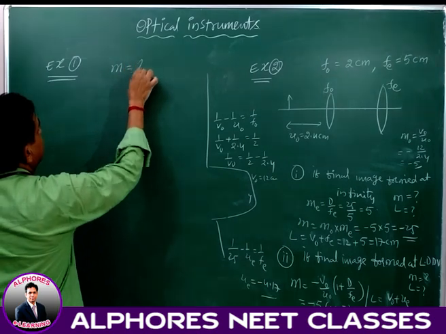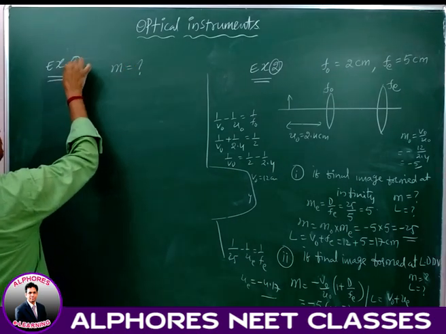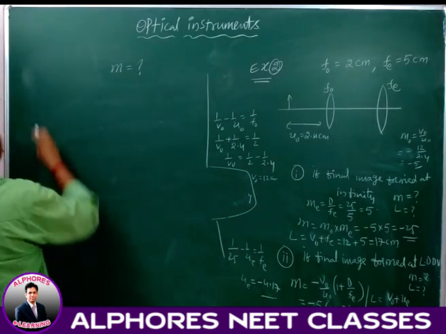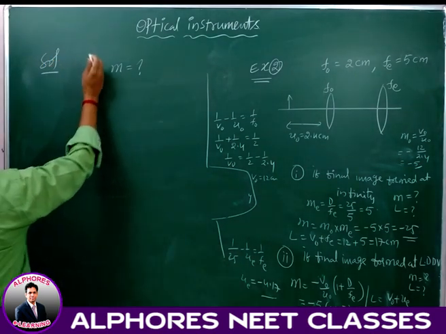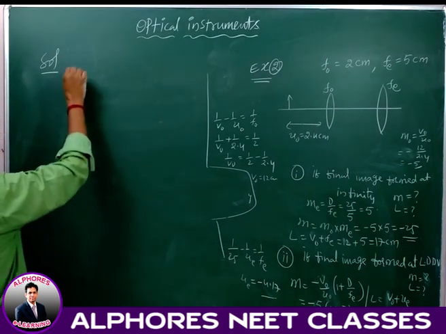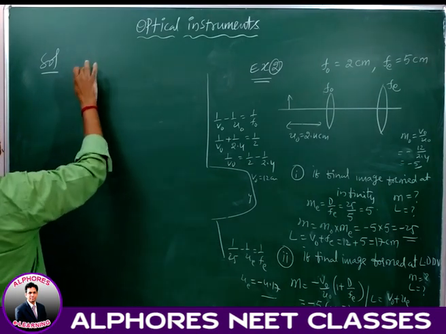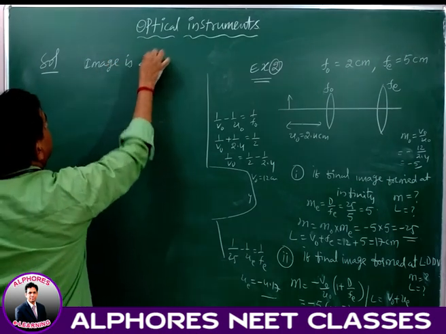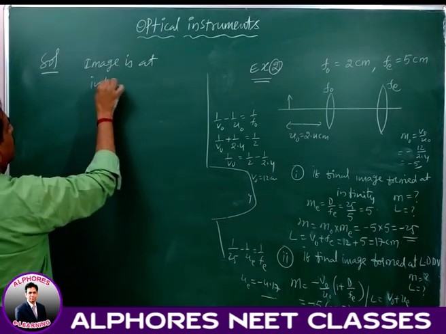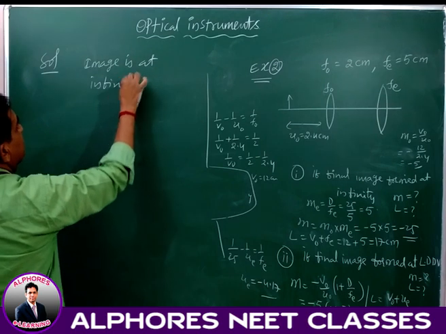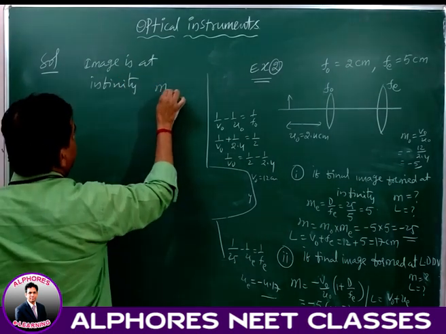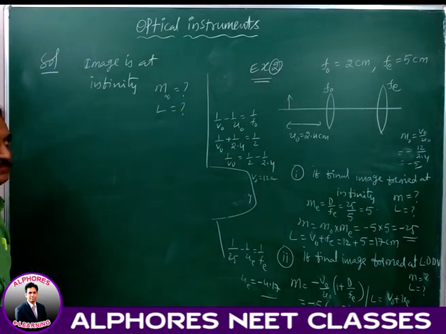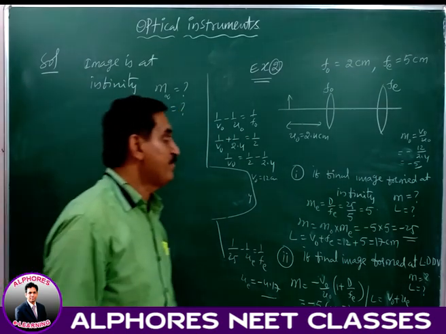Magnification is how much? Question number 2. Okay. Example number 2, of course, solution. Its solution is, when the image is formed at infinity, what is the magnifying power and what is the length of the compound microscope?